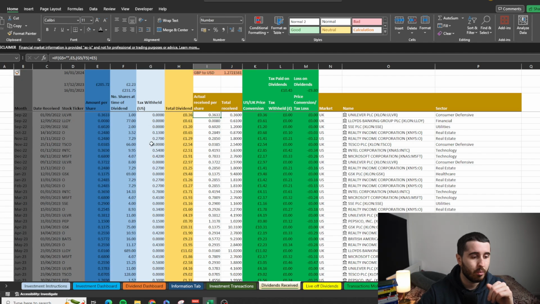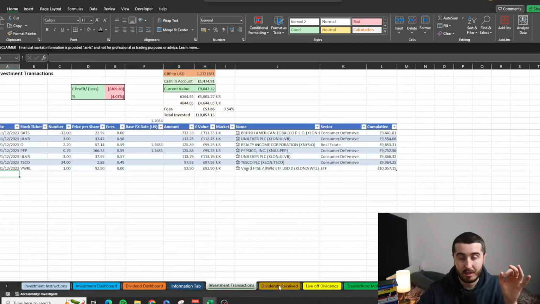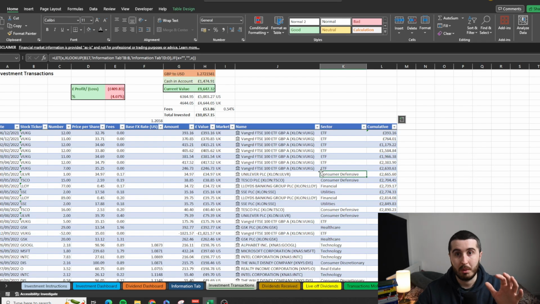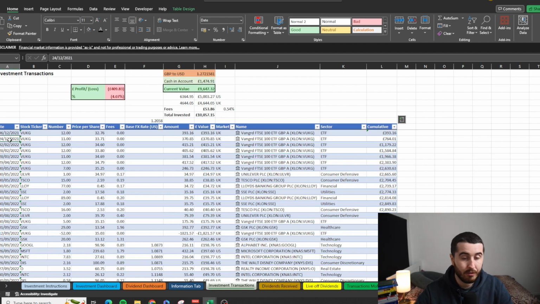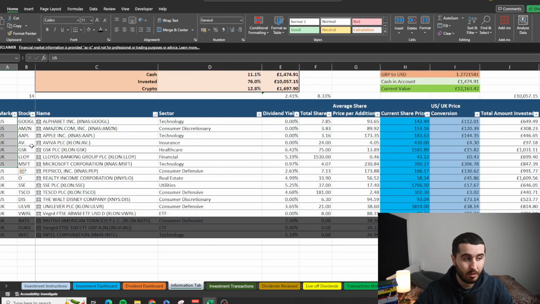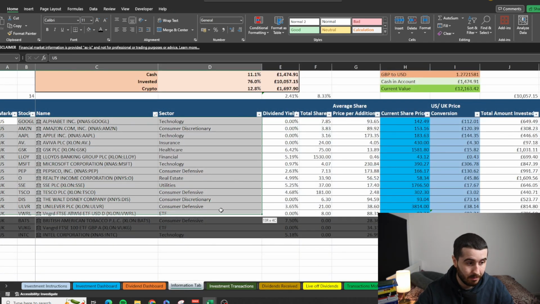So when you first start using this spreadsheet, they're the only two other things that you need to worry about for data input. Sorry if you've been watching for this long and you've been waiting for this part, how to use it. But the simple fact is, what I would do when I first get the spreadsheet is I would fill out this data here.